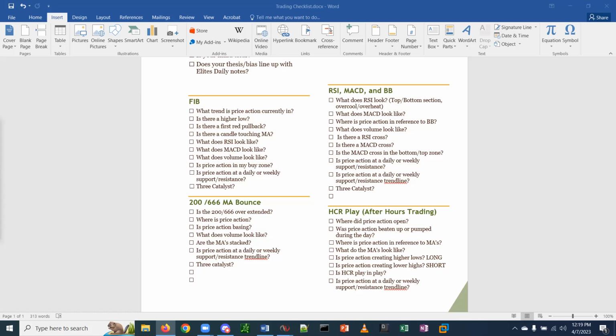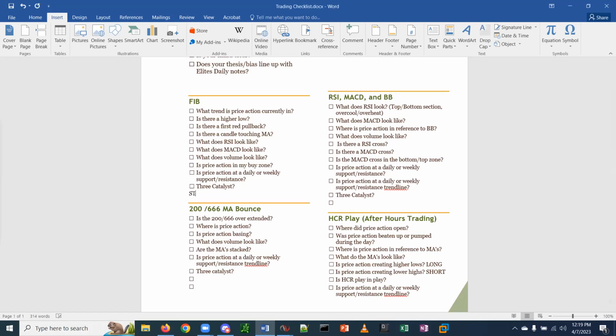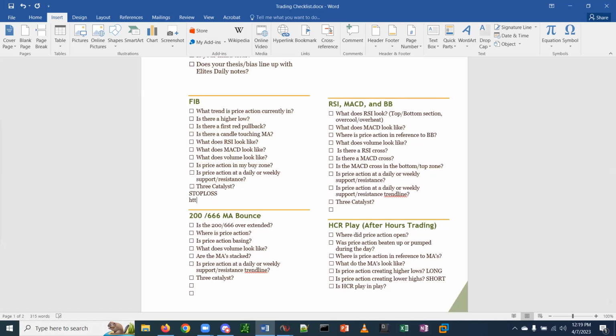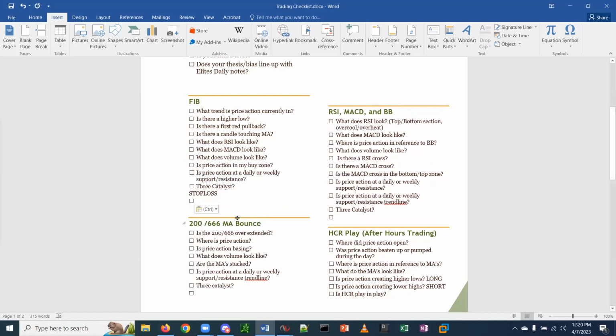And in all honesty, you should have a stop loss. I should have a stop loss rule. Or a question: is it below my support level that I identified? Yes, no. Or you could put, is it a hard open or close below, like in the fib, I would put stop loss under. You can just put, is it below my identified support?